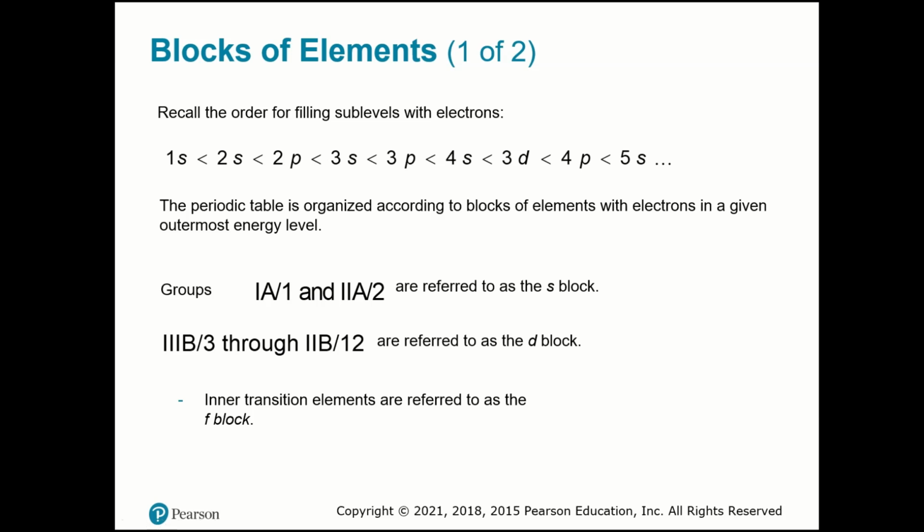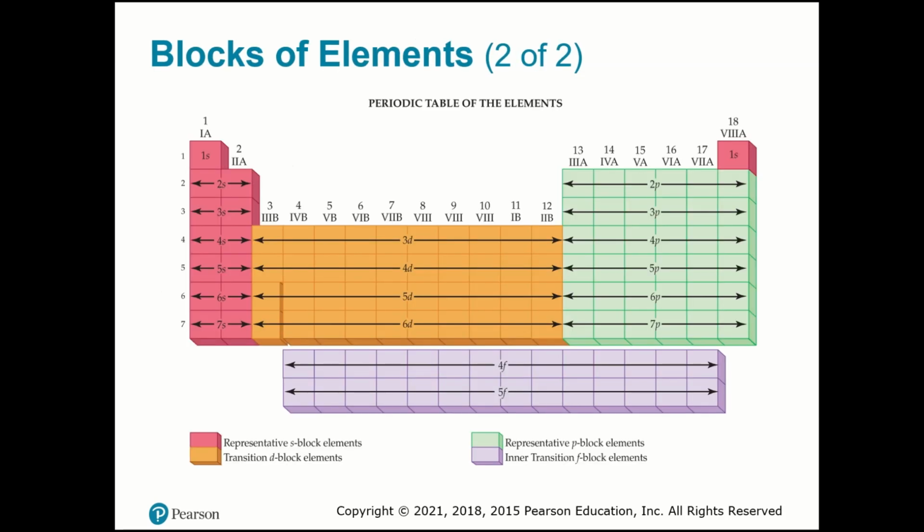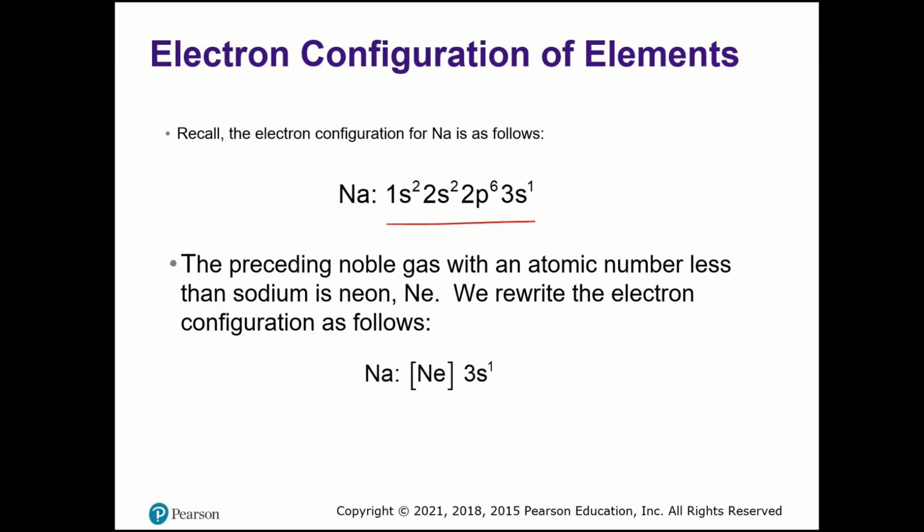So recall the order for filling sublevels of electrons. That is important. The periodic table is organized according to the blocks as I talked about before. So we have blocks s, p, d, and f, so it's easy to do the electron configuration with this. If you go to the electron configuration of sodium, you can use the periodic table or the Aufbau, the building principle. You can also use the reduced electron configuration. The preceding noble gas with atomic number less than sodium is neon. So if you take out neon, this is the electron configuration of neon.